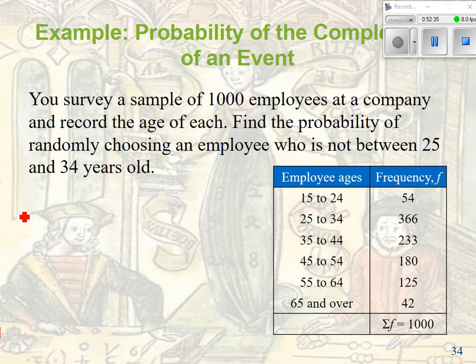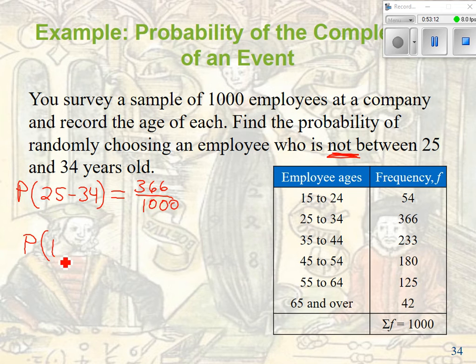We survey a sample of 1,000 employees at a company and report the age of each. Find the probability of randomly choosing an employee who is not between 25 and 34 years old. So let's do this. Let's find the probability that the person is between 25 and 34. How many people are between 25 and 34? So that's 366 out of 1,000. We want the people who are not, so we're doing the probability of the complement. That's what we actually want.